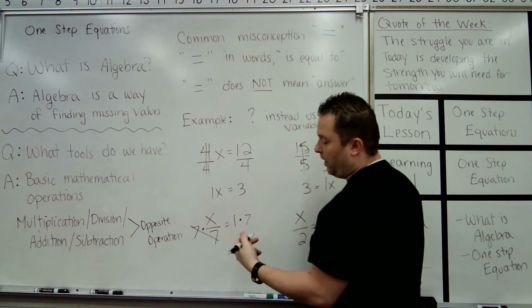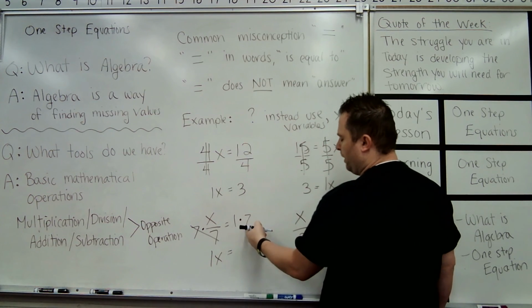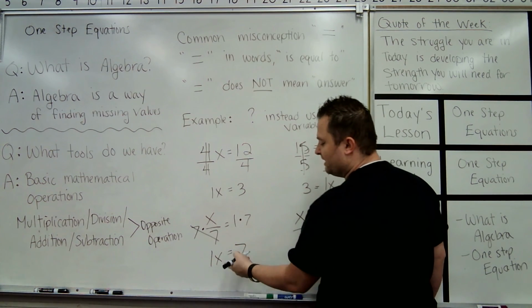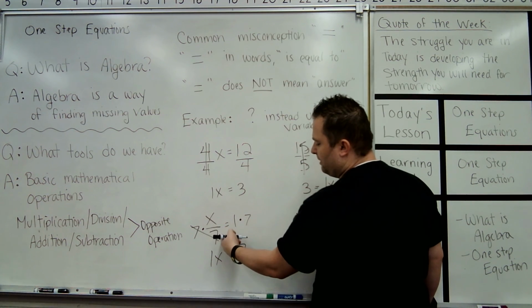7 divided by 7 is 1. That's what we mean by canceling. On this side, we have 1x. On the right-hand side, 1 times 7 is 7. What this is saying is when x is equal to 7, 7 divided by 7 is 1.